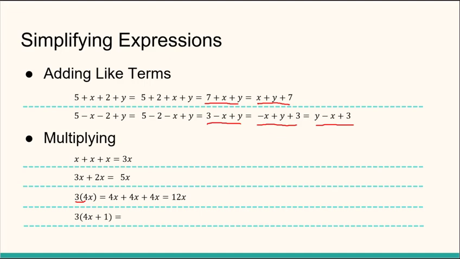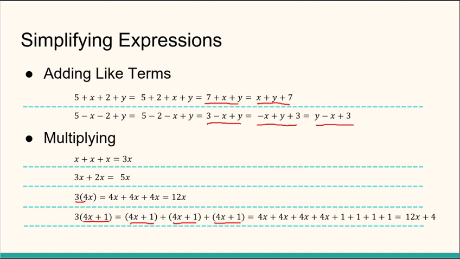So this leads us into the distributive property because this means there are 3 groups of 4x plus 1. Notice 1, 2, 3 groups of 4x plus 1. Adding this, I would say it's 4x plus 4x plus 4x plus 1 plus 1 plus 1 plus 1. And I would get that that's 12x plus 4. Totally done on that one.